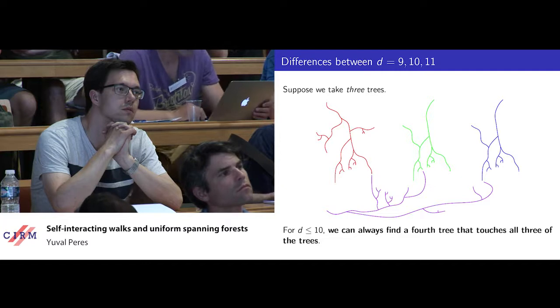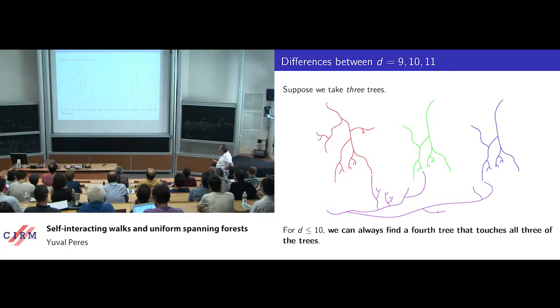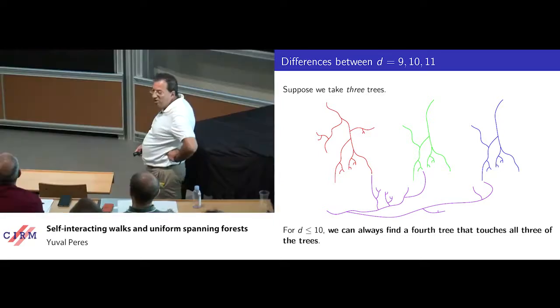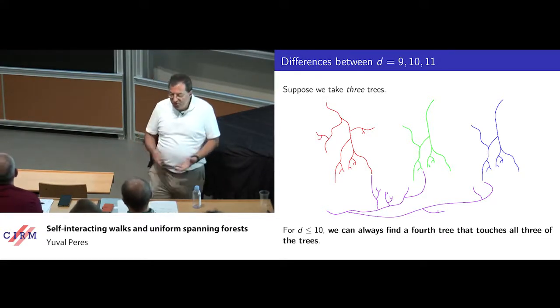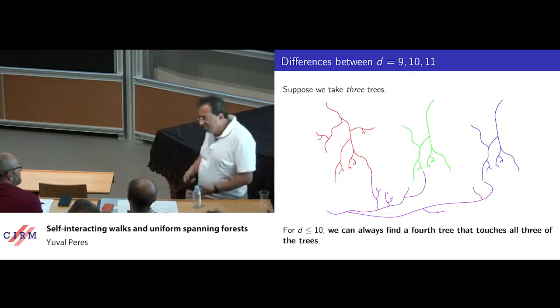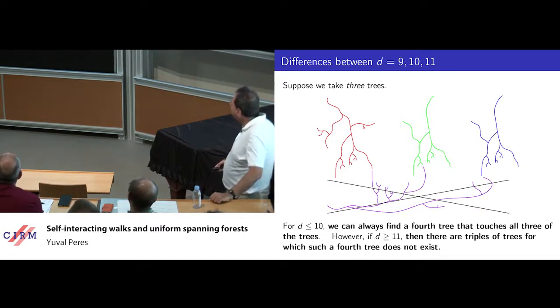Here is an example. Suppose you take 3 trees, so 3 components in the forest. For dimension at most 10, we can always find a 4th tree that touches all 3 of them simultaneously. But this is false in dimension 11. So this is a property of the graph which is not captured by diameter, but it allows you to distinguish these dimensions.